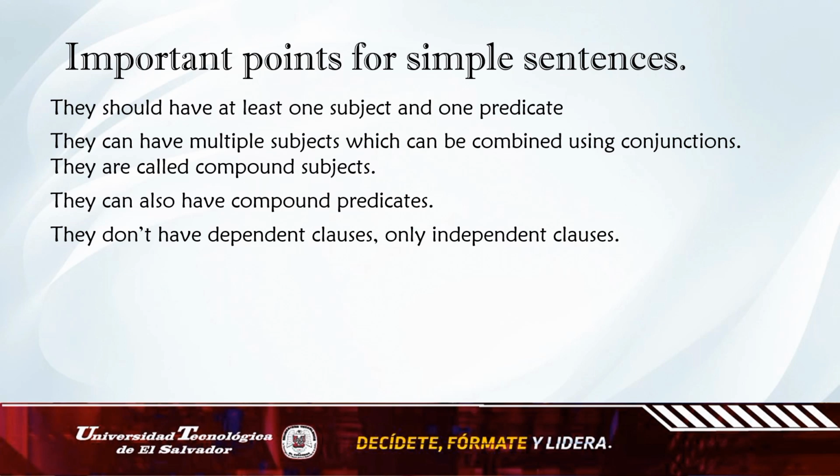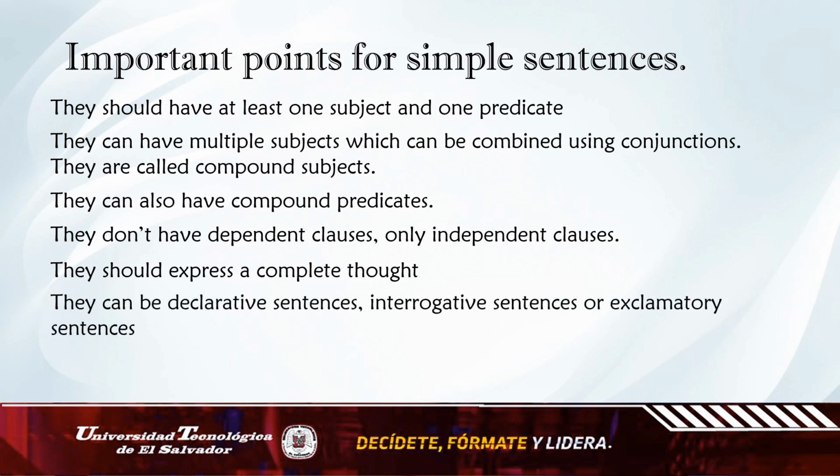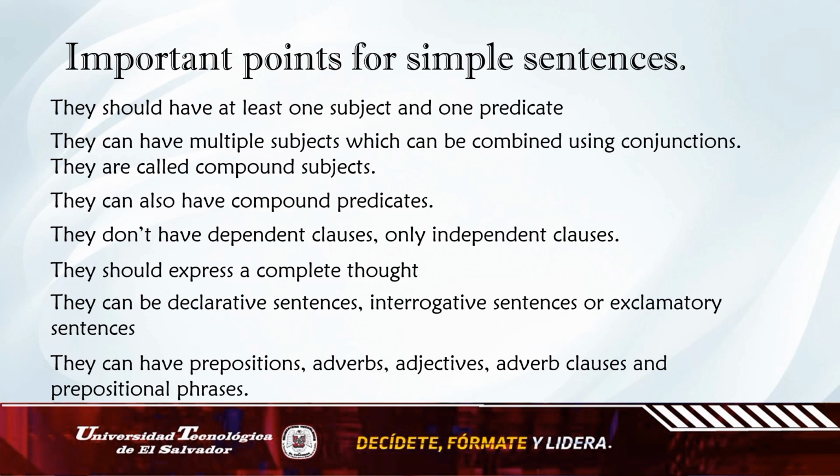Simple sentences should express a complete thought. Simple sentences can be declarative sentences, interrogative sentences, or exclamatory sentences. So punctuation marks like a full stop, a comma, a question mark, and an exclamation mark can be used in simple sentences. A simple sentence can have prepositions, adverbs, adjectives, adverb clauses, and prepositional phrases.